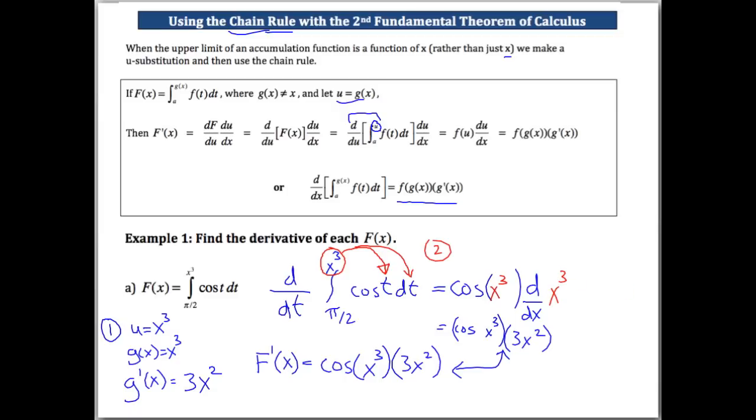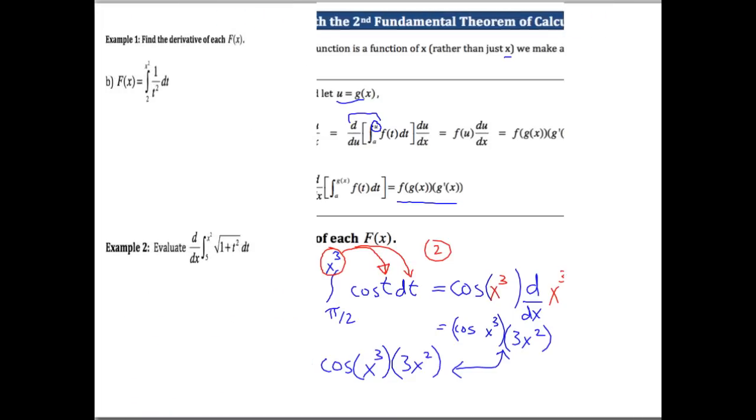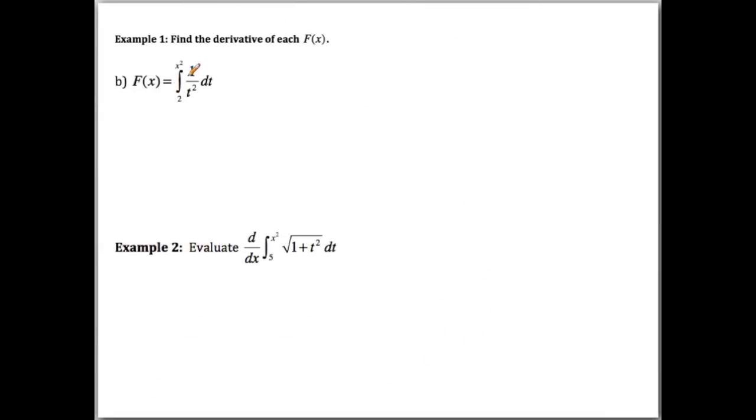All right, I want to show you one more. We'll do letter B together, and then I'll let you try example 2. So again, we're trying to find this derivative. Okay, so I'm going to rewrite this: d over dx of the integral from 2 to x squared of 1 over t squared dt.